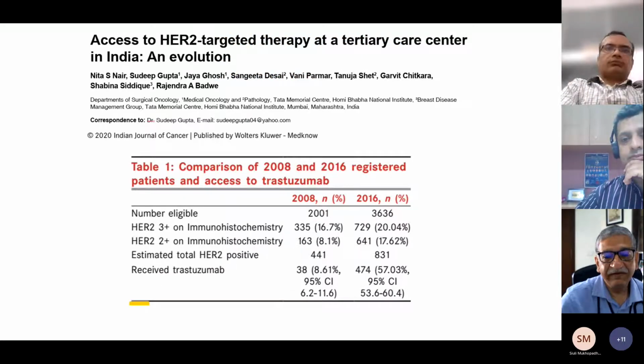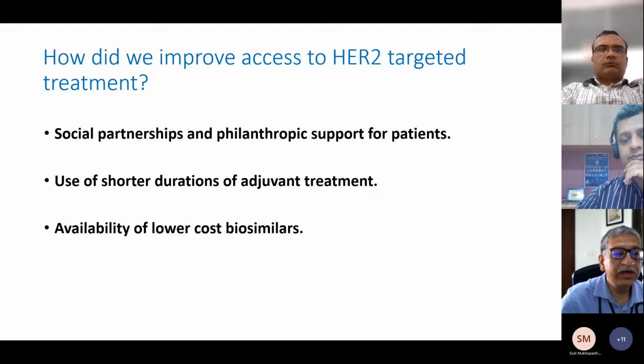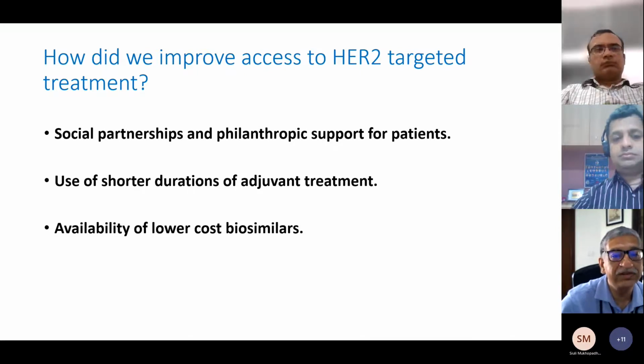We did a few things. In 8 years, the access improved to close to 60%, and it is close to about 95 to 100% now. And what did we do? We did a number of things, including social partnerships, philanthropic support, lower cost biosimilars, etc. But one thing that we consistently advocated, based on the results of only a few earlier studies, was to use shorter durations of adjuvant treatment with trastuzumab compared to its full 1 year course.